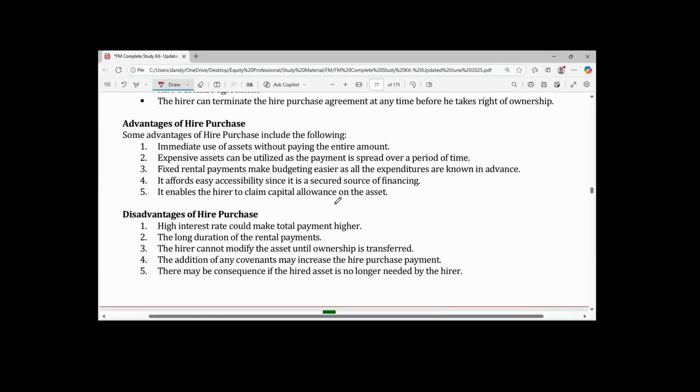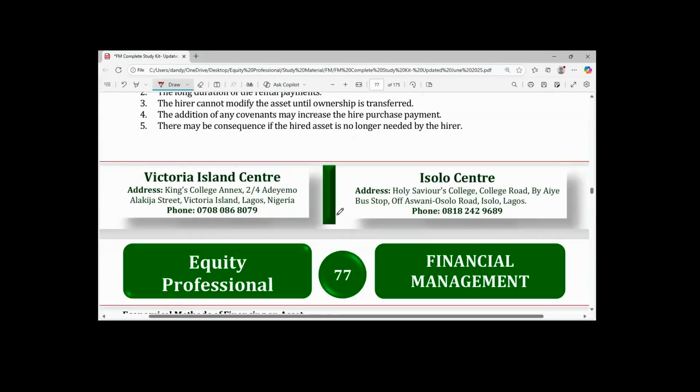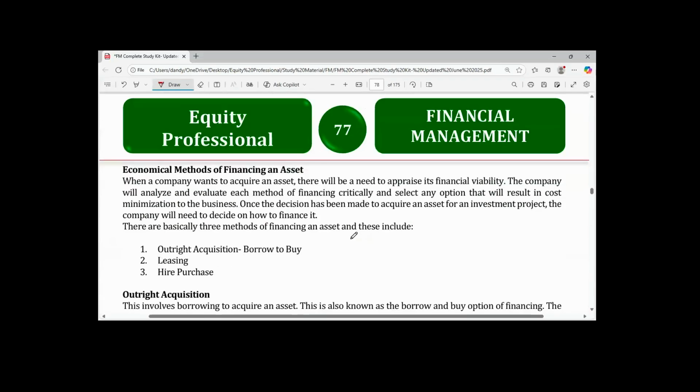Then, of course, the advantages as well as the disadvantages of hire purchase. They are all there. Just go through it. Now, where I really want us to discuss is economic method of financing an asset.